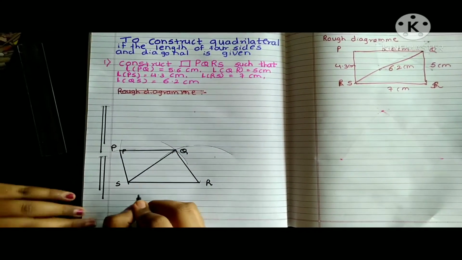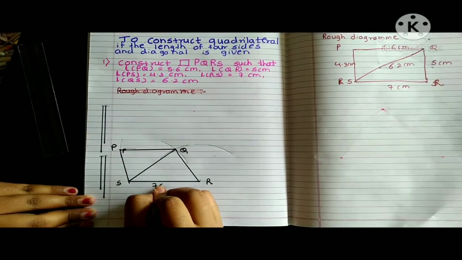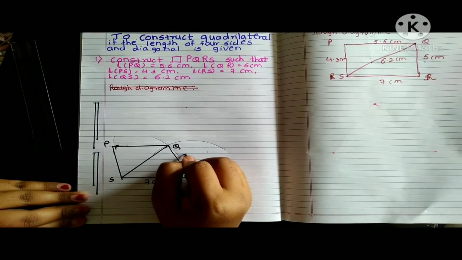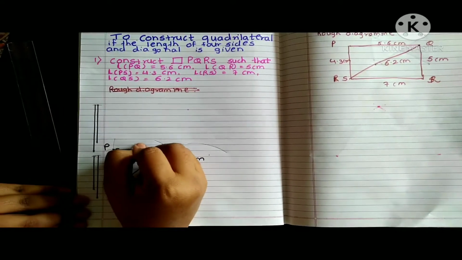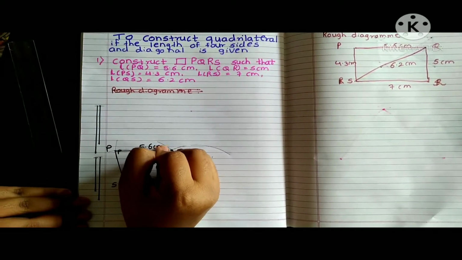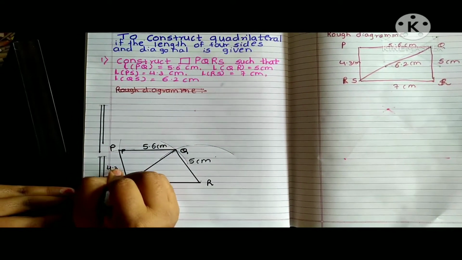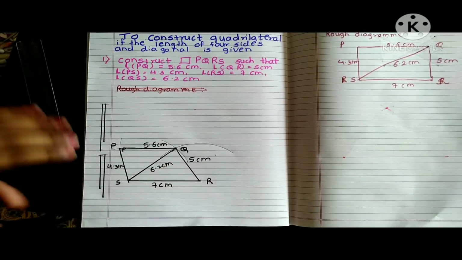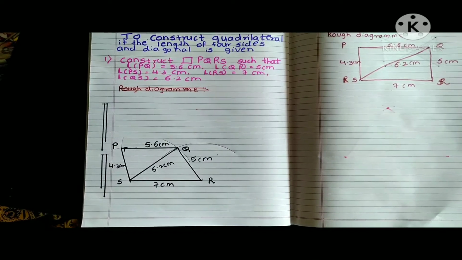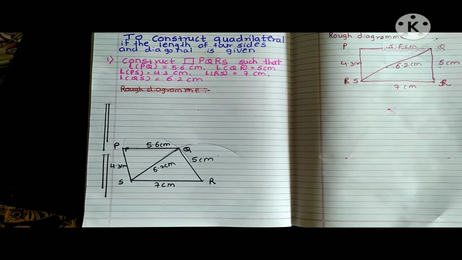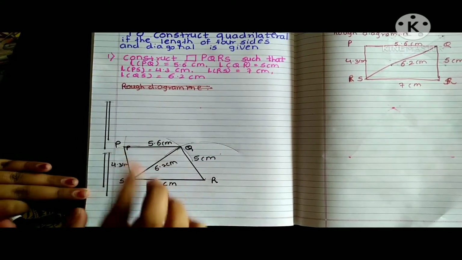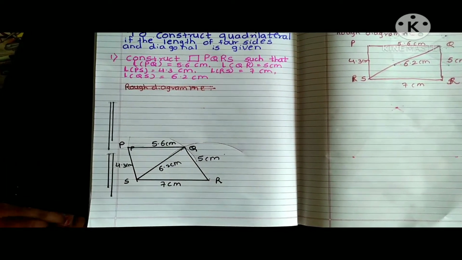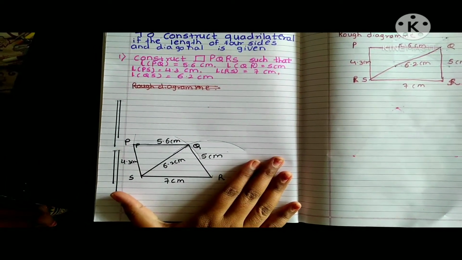Of course, we have to write the measurements over here. So it is 7 centimeter, it is 5 centimeter, it is 5.6 centimeter, it is 4.3 centimeter, and this is 6.2 centimeter. So we have done the construction of quadrilateral if length of all four sides is given and the length of one diagonal is given. I think this construction is clear to you people.